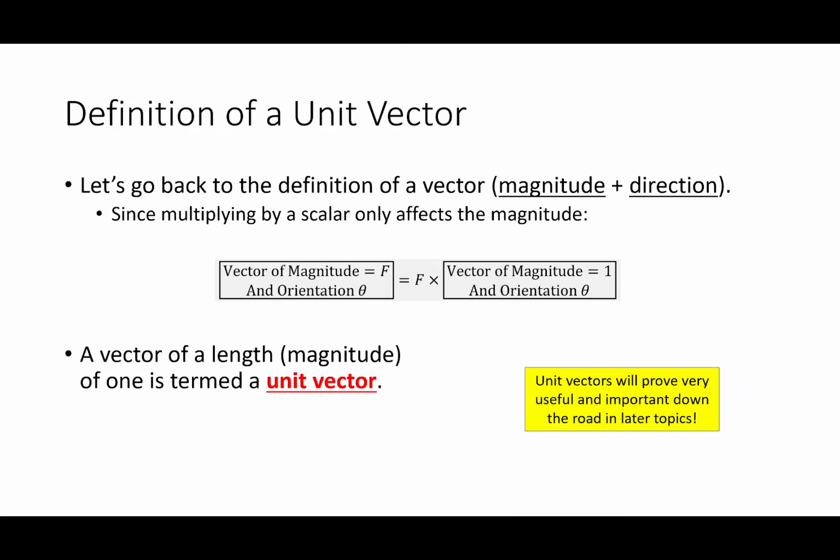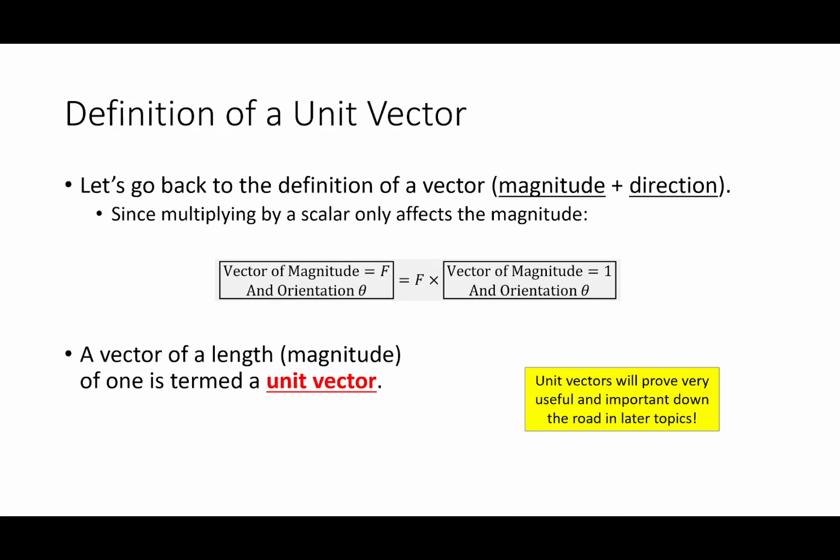A magnitude, but what's inside the box? I have a vector with a magnitude of 1 and whatever orientation it's going about, right? Okay? That's what a unit vector is. A unit vector is a vector that has a magnitude of 1, a length of 1. Does that make sense? Okay.